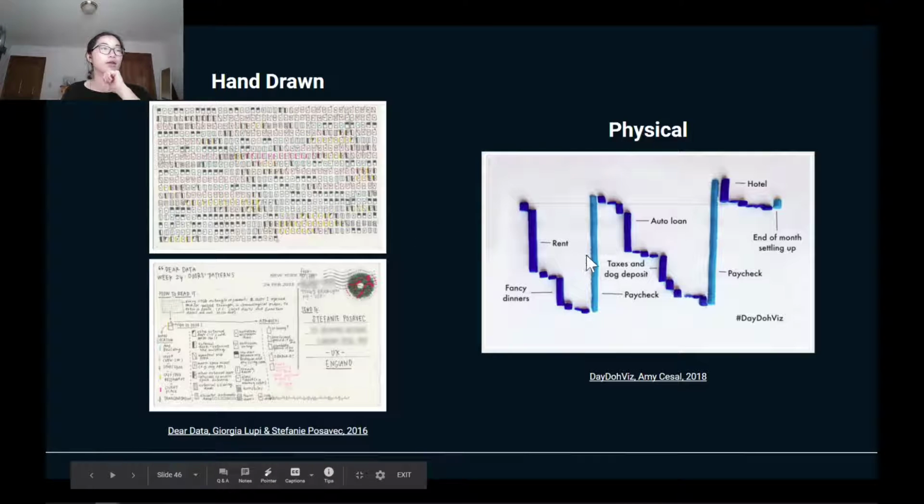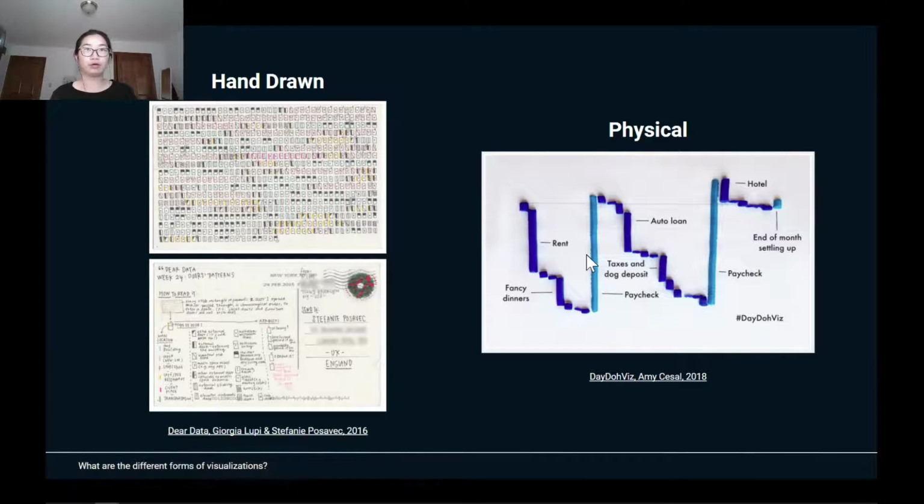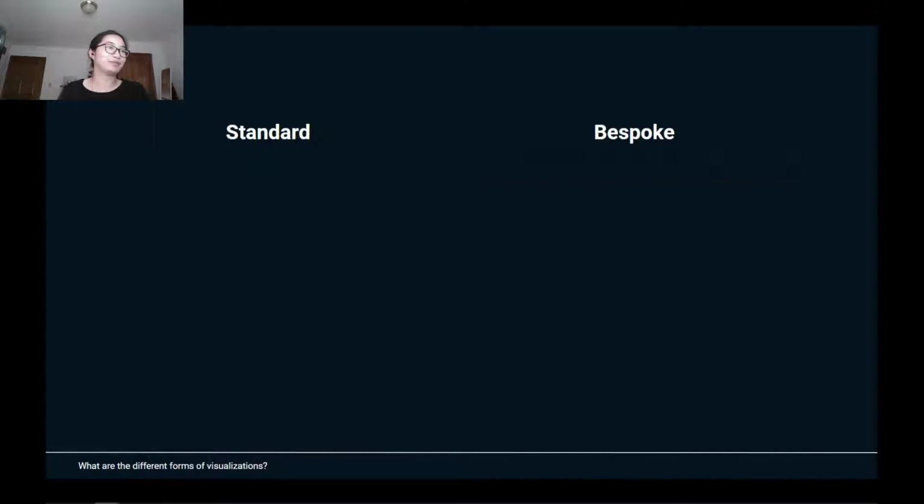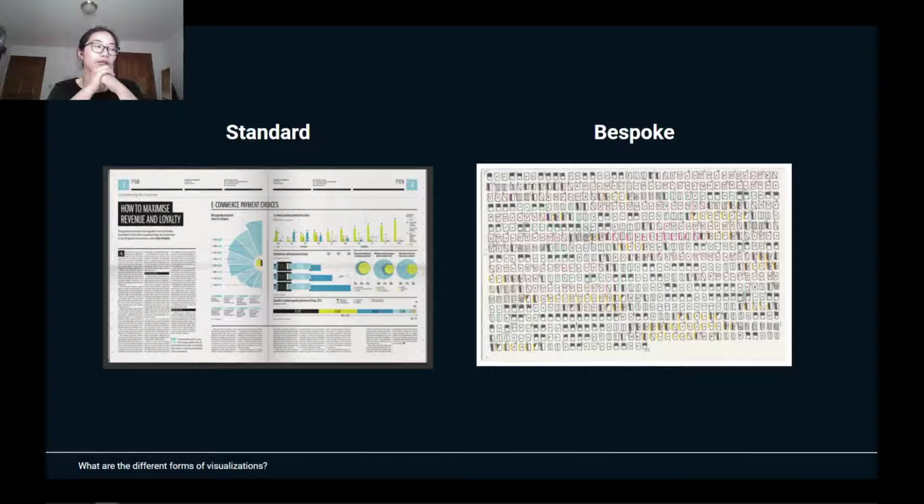And what we have here is something physical, made using Play-Doh, by Amy, and she did this in 2018. So there are many manifestations or ways to express data. There's really no limitations. Sky's the limit. And I think when we look at data visualizations, in terms of the shape of the data, it ranges from something that's more standard to something that's highly, highly bespoke.